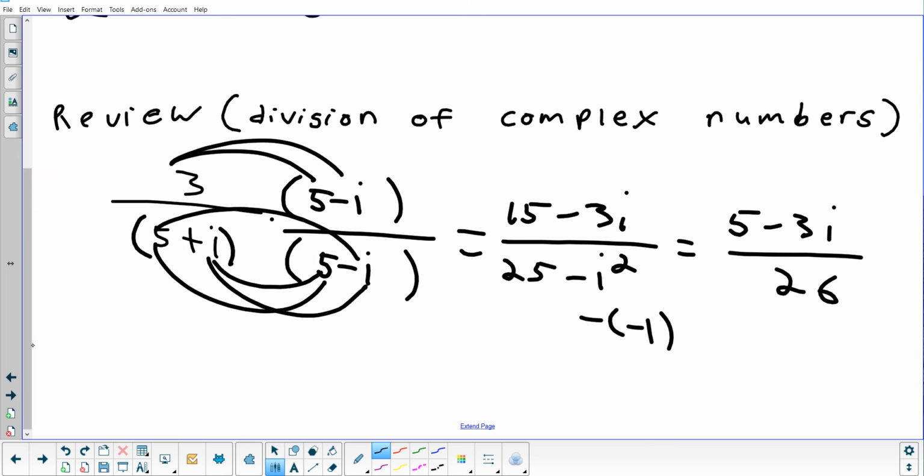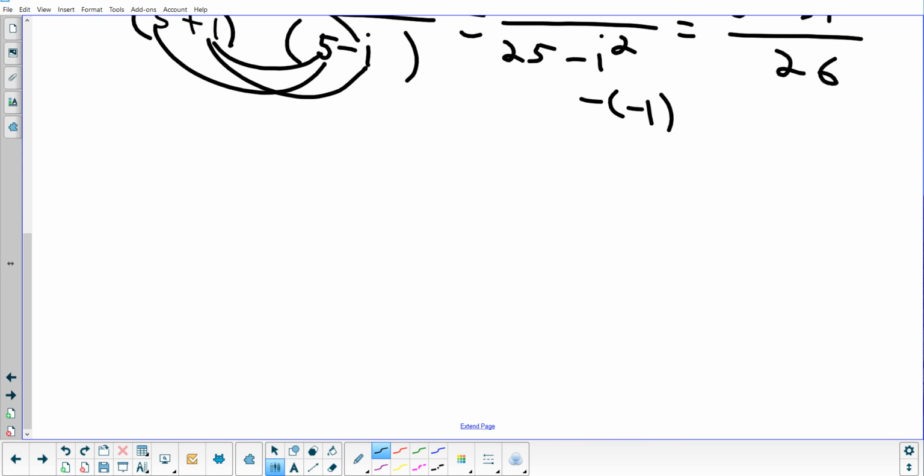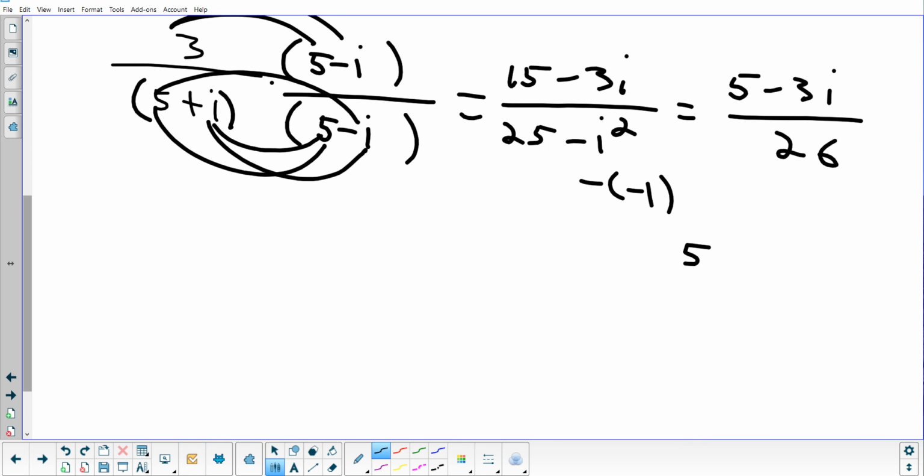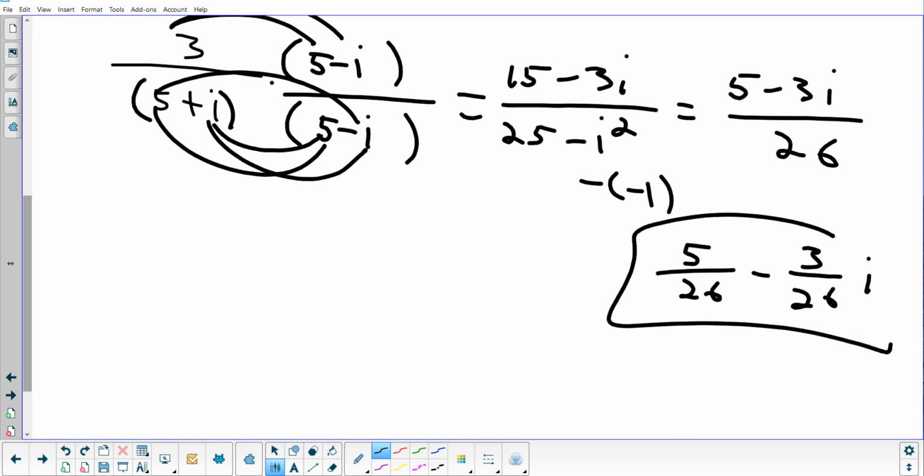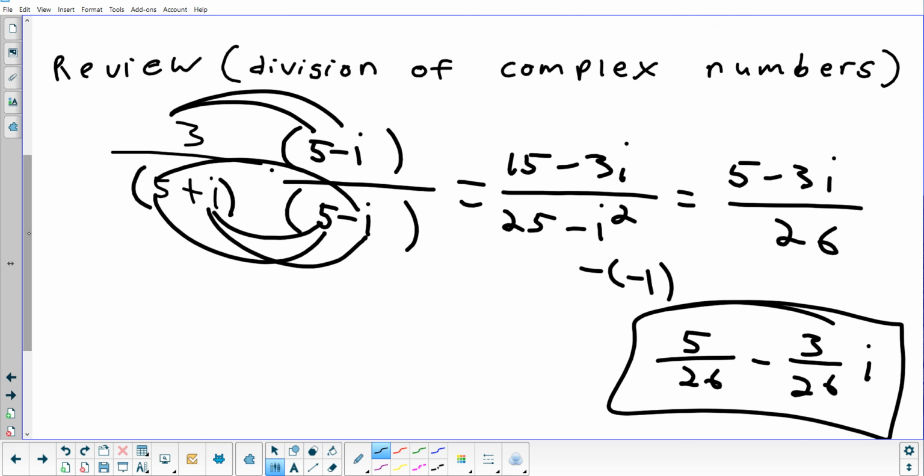And we're still not done, and all this last part's pretty easy. We just have to separate it into 2 parts. 5/26 minus 3/26 i. That's your final answer as a real and an imaginary part. So a lot of things we had to remember how to do to divide complex numbers. Now, that's standard form. If we do this in trig form, all of this goes away. We don't have to remember any of this. And that's what I'm going to show you. And it's very easy.